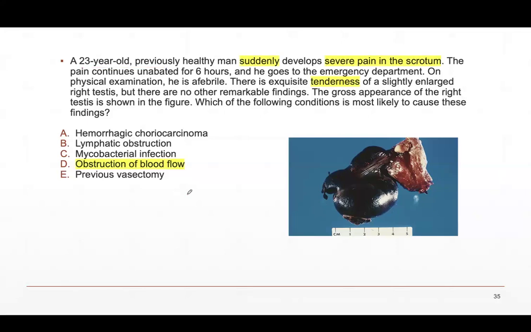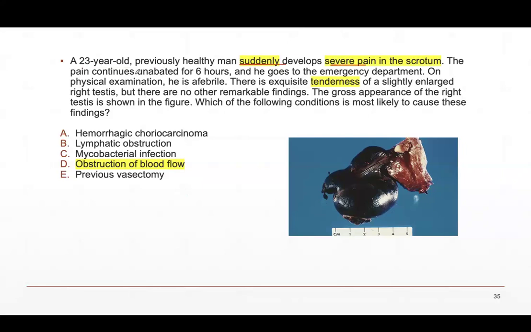Exactly, torsion. So usually it happens to children and even to young people. They literally are asleep and then they wake up with this severe pain. The keyword for you is suddenly and severe pain in the scrotum, and it's continuous. It doesn't come and go. It keeps going.